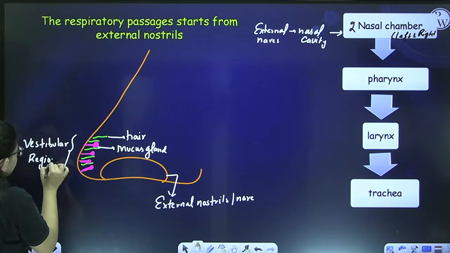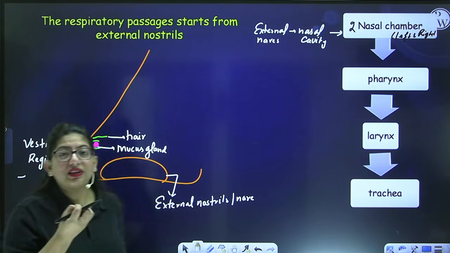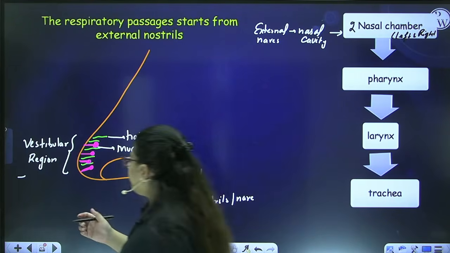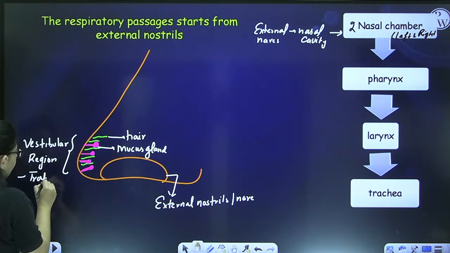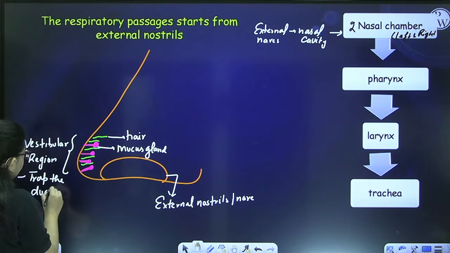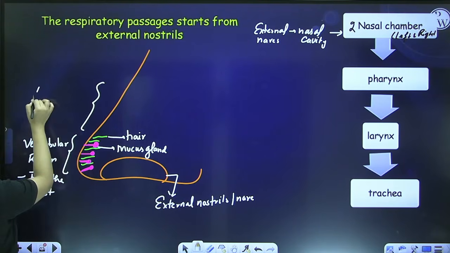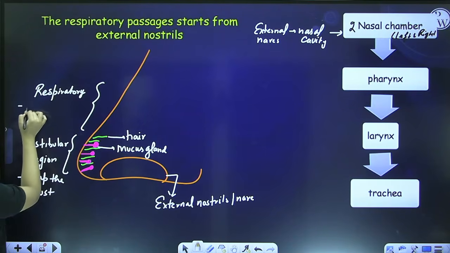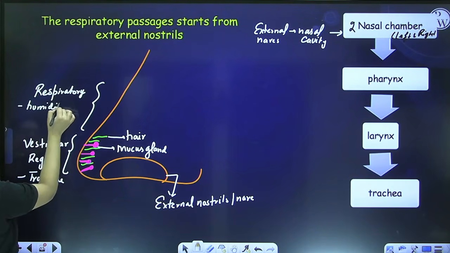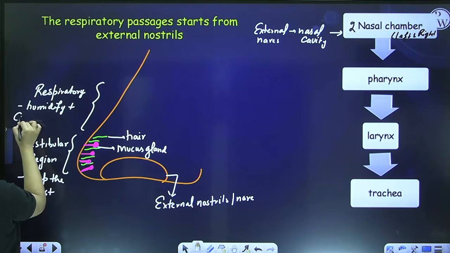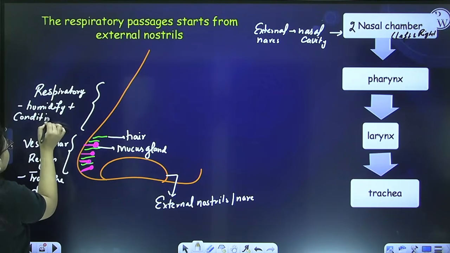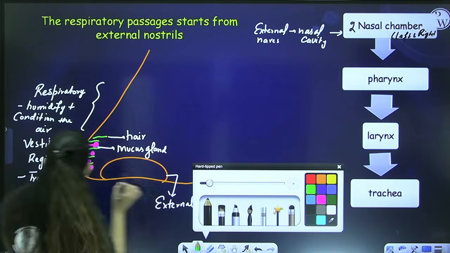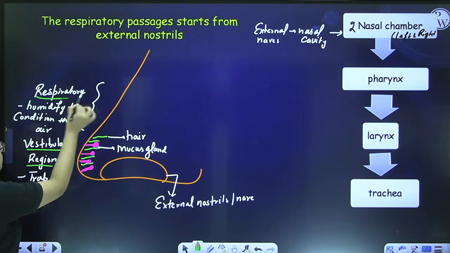What is the function of the vestibular region? To trap the dust particles. The work of hair and mucus is to clean your air. They will trap the dust particles. Okay. Then we have this region. This is the respiratory region. The function of the respiratory region is to humidify and condition the air. How will it do that? Now the air enters here. So we have done two regions: one is the vestibular region, another is the respiratory region.